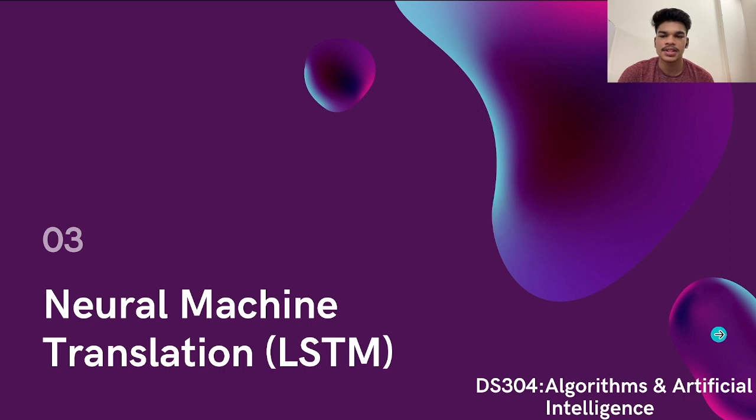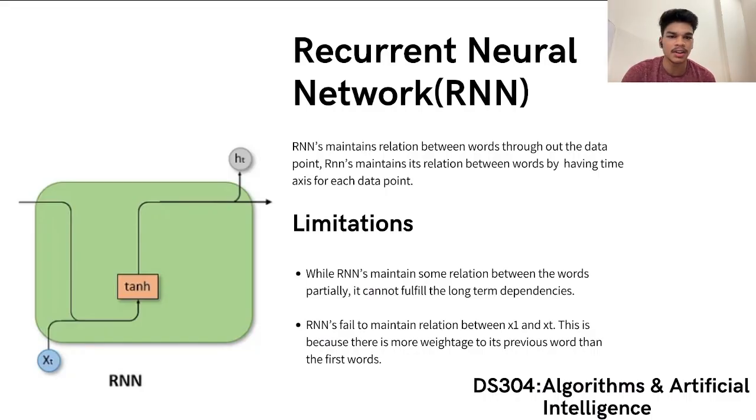Hello sir, this is Rohit Chaudhary, 21 BDS 011, and now we are going to move forward with neural machine translation. Neural machine translation is a type of machine translation that utilizes artificial neural networks to improve the translation of text from one language to another. We have recurrent neural networks, that is RNN. RNNs maintain relation between words throughout the data point by having access to each data point.